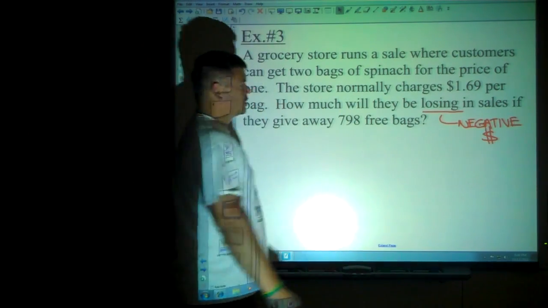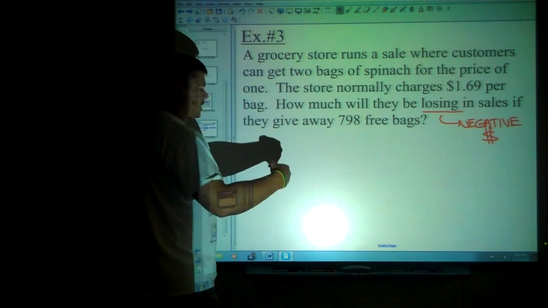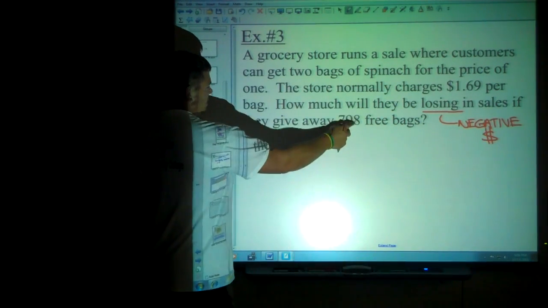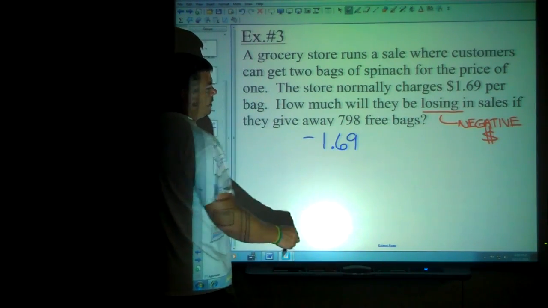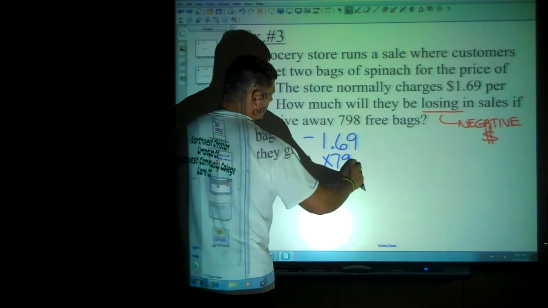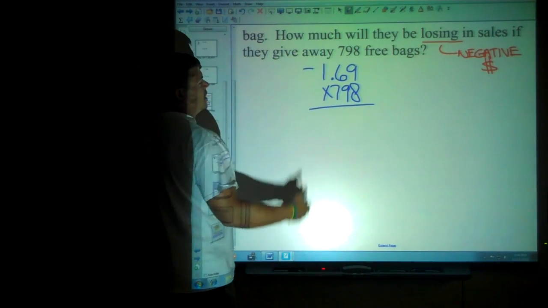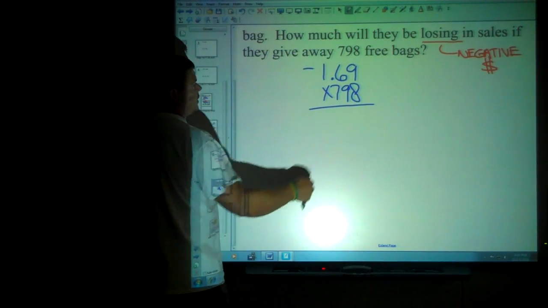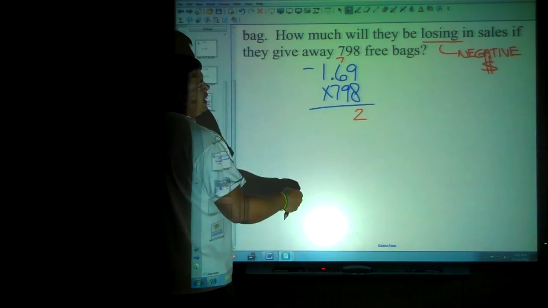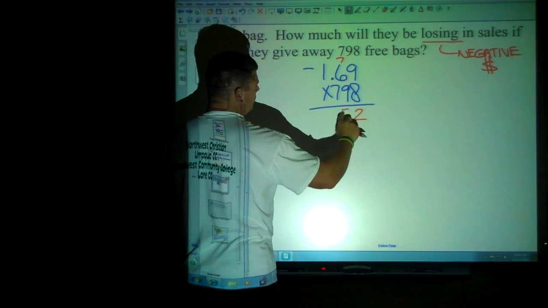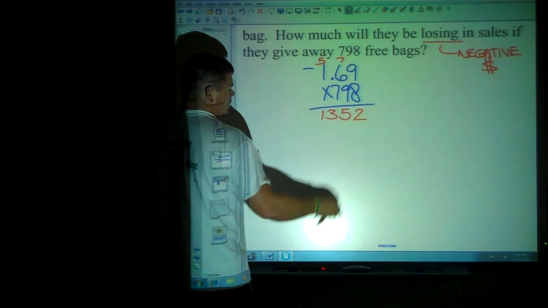They're losing those dollars. So wait, that $1.69, we're not making that money as a store. We're losing $1.69 on every one of these bags. So you could go ahead and go -$1.69, which is actually negative, and multiply it by 798. We already know that a negative times a positive is going to make a negative answer. We know the answer is negative. 8 times 9 is 72, carry the 7. 8 times 6 is 48, plus the 7 is 55, carry the 5. 8 times 1 is 8, plus the 5 is 13.